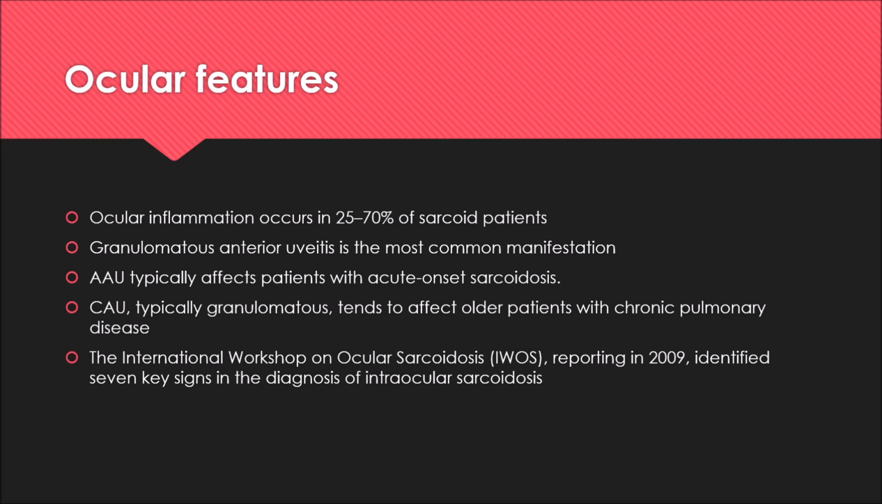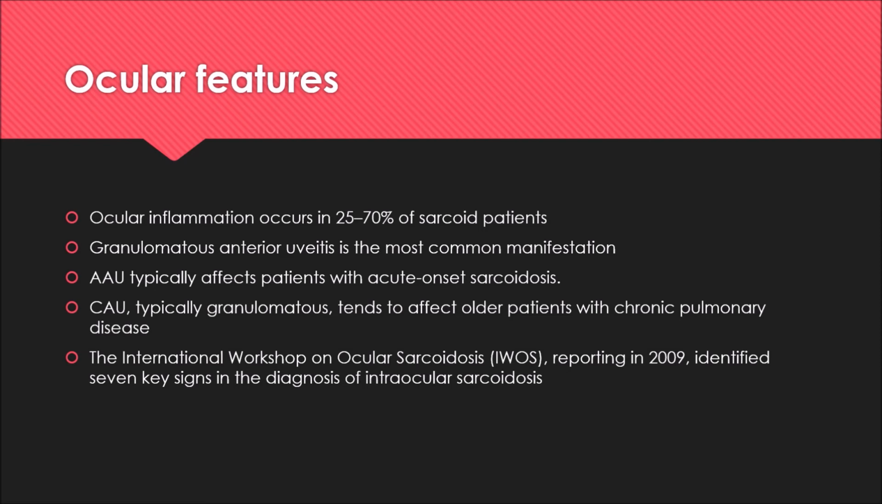Now, we are going to discuss the ocular features, which are the most relevant part for the ophthalmologists. Ocular inflammation occurs in about 25 to 70% of sarcoid patients, depending on ethnicity. Granulomatous anterior uveitis is the most common manifestation. Blindness can occur if not adequately managed. Acute anterior uveitis typically affects patients with acute onset sarcoidosis. Chronic anterior uveitis, typically granulomatous, tends to affect older patients with chronic pulmonary disease.